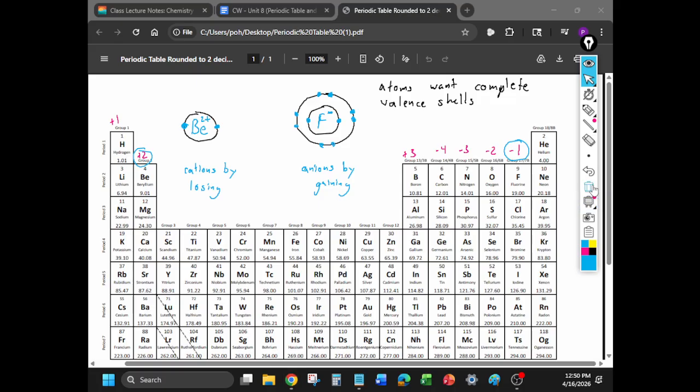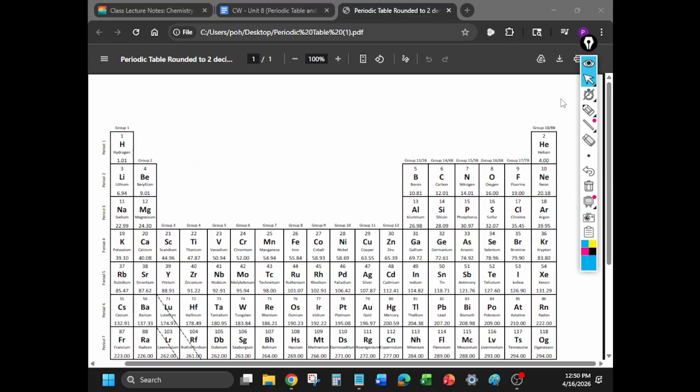Okay, so let's move on to the next topic. To do the next topic, we're actually going to be looking at shell models again. So I want you guys to take a minute. I want you to draw the most common ion shell model for nitrogen. So take a minute, draw the shell model for regular nitrogen.